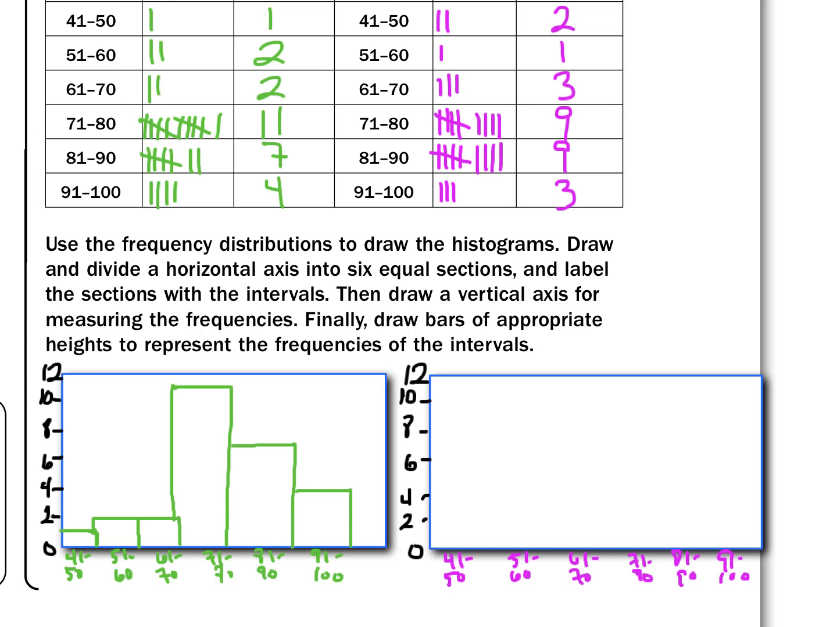Now moving over to Class B, 41 to 50, we have 2. 51 to 60, we only have 1. 61 to 70, up to 3. 71 to 80, all the way up to 9, and 9 again for 81 to 90. And then from 91 to 100, we have 3. And that does it for 7.7, part 3.